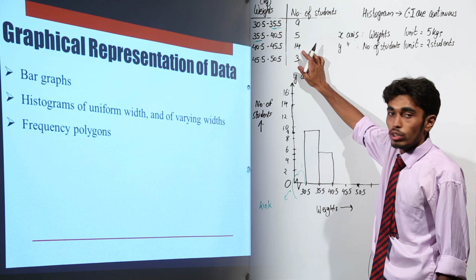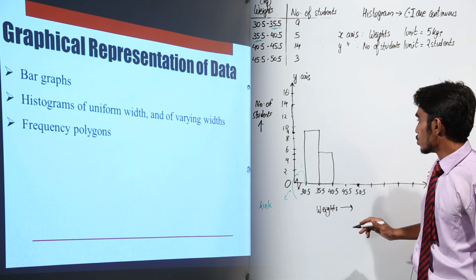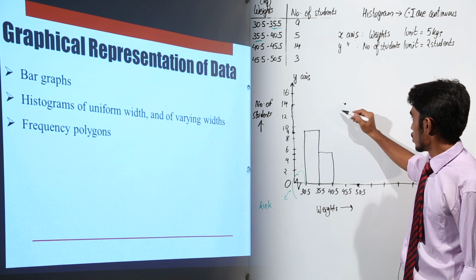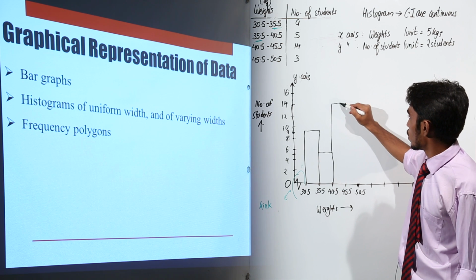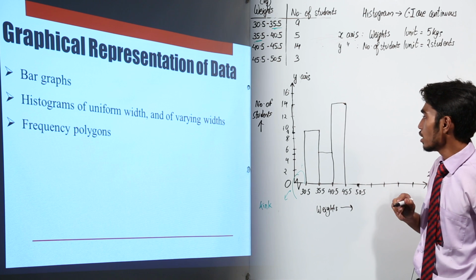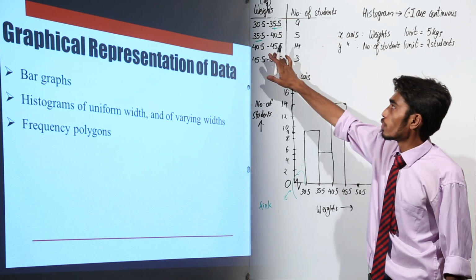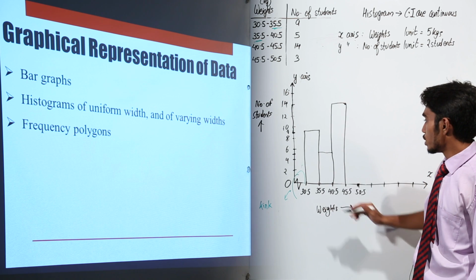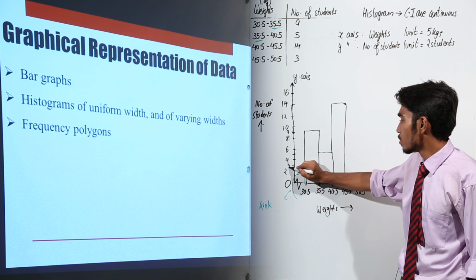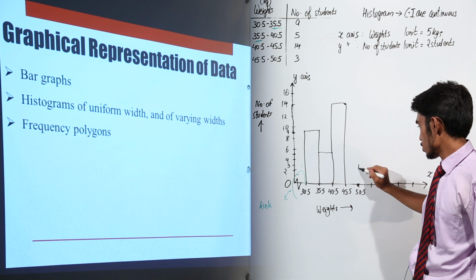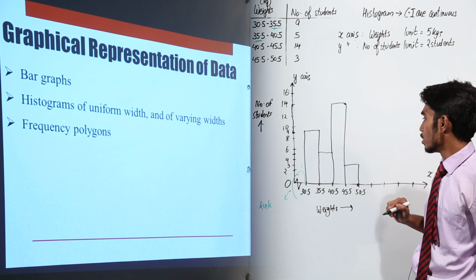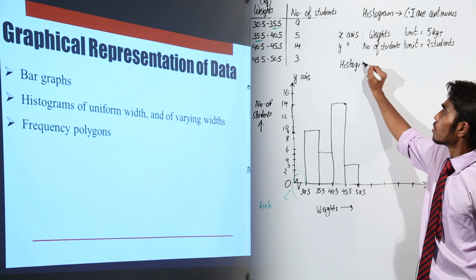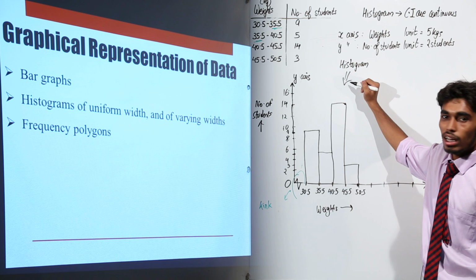The next one, 14 students lie in this class interval. So 14 is here, right? So let me just draw the rectangle. This represents 40.5 to 45.5. Now the next one is 3 students fall in this category. So 3 students, 3 is somewhere here, right? 3 students, they fall in this category, right? So our histogram looks somewhat like this, right?